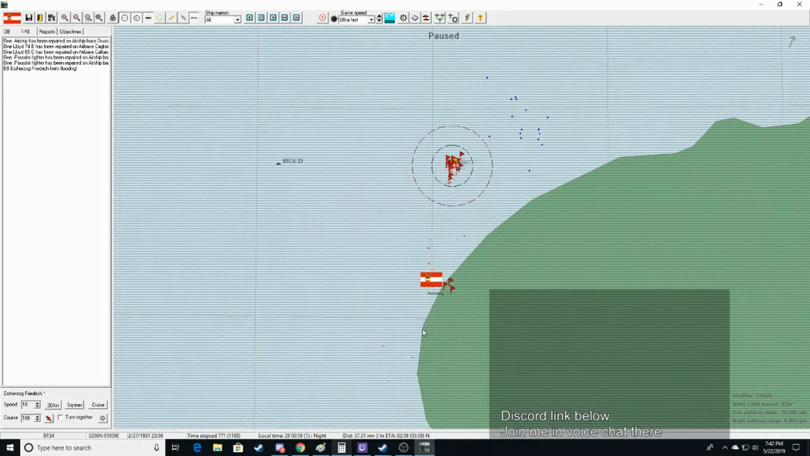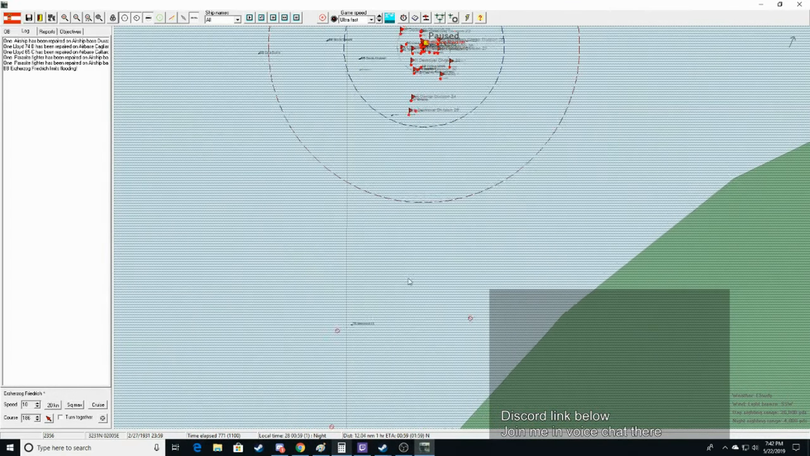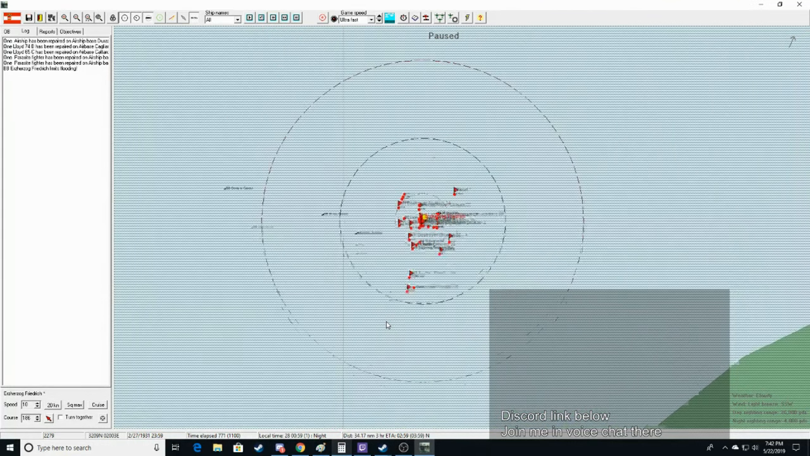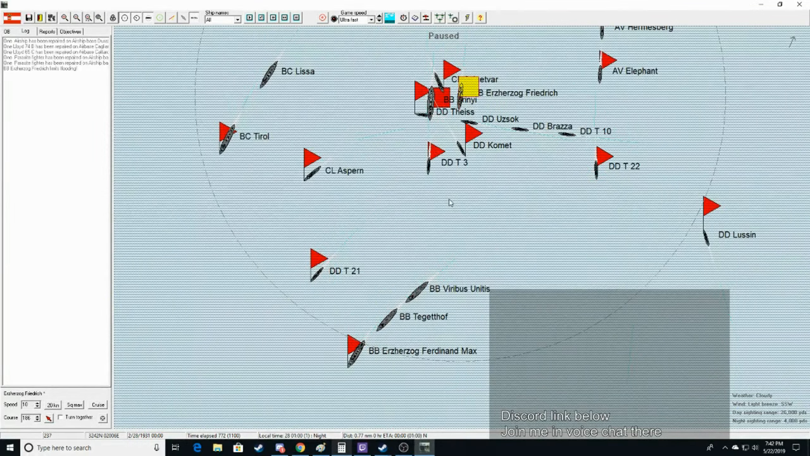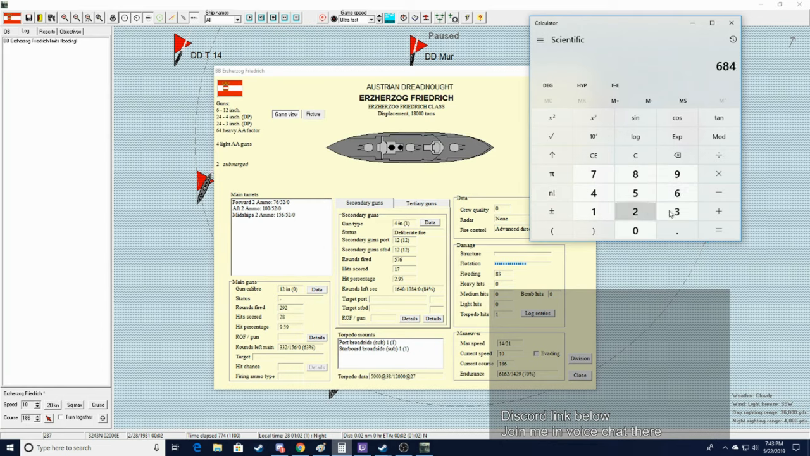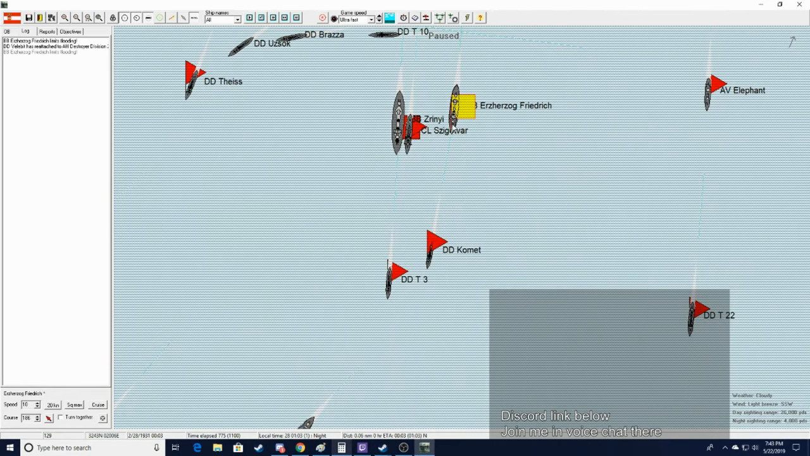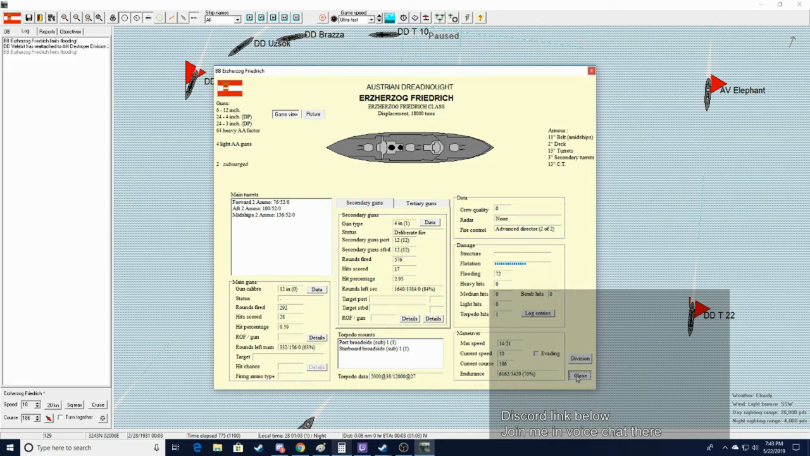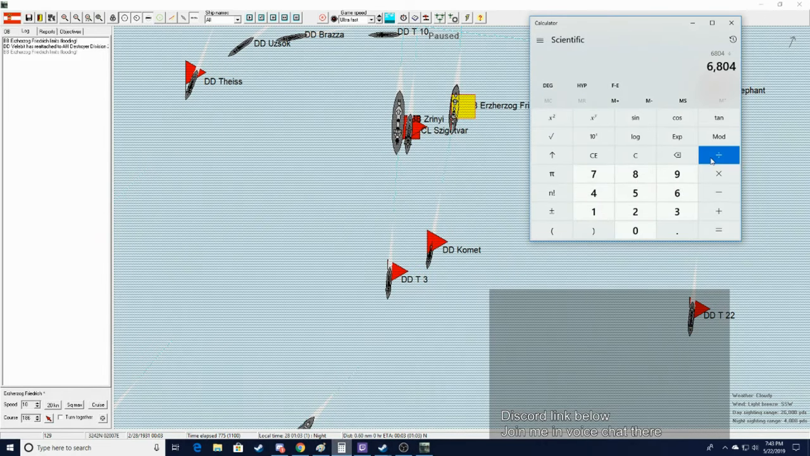How far is it away from Benghazi now? Still about 34 nautical miles. Limits flooding. Good. 83. Gonna recalculate this. 6843 divided by 83 means that we now have about 1.5 hours of flotation left. Limits flooding again. Good. 72. Oh, that's nice. Flooding's going down. 6804. What do we have now? 6804 divided by 72. Means that we are now well into 1.5 hours.